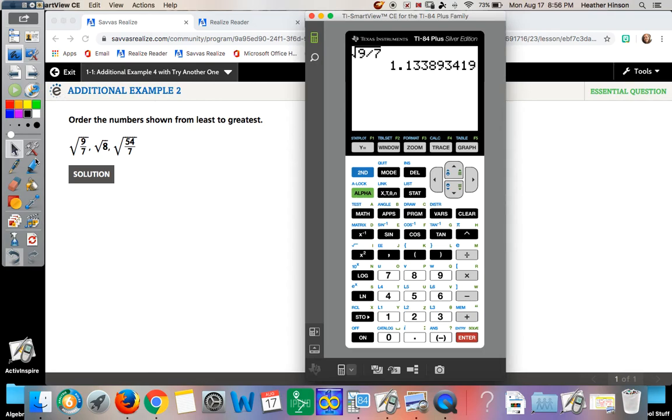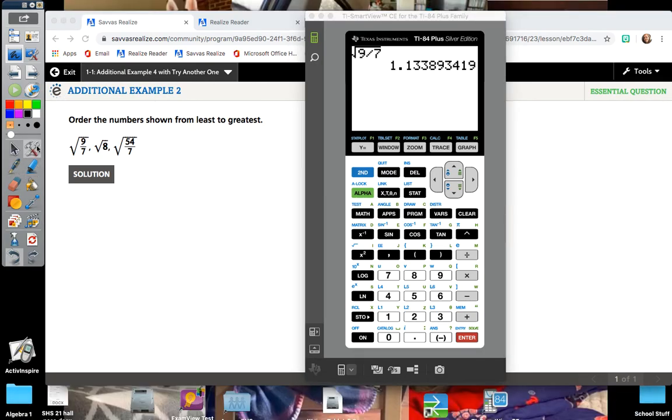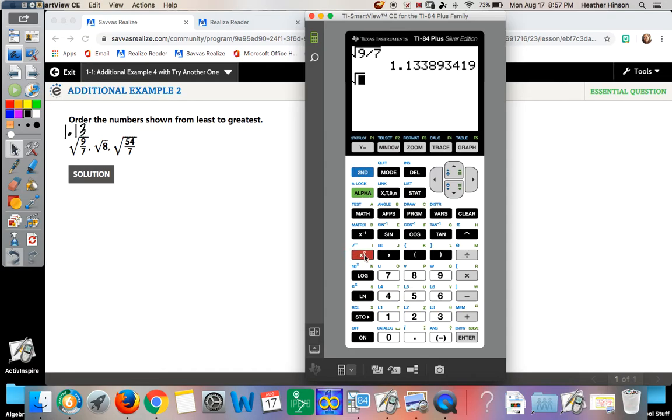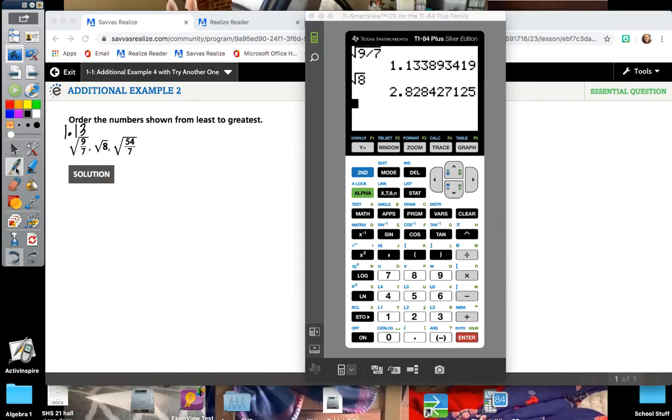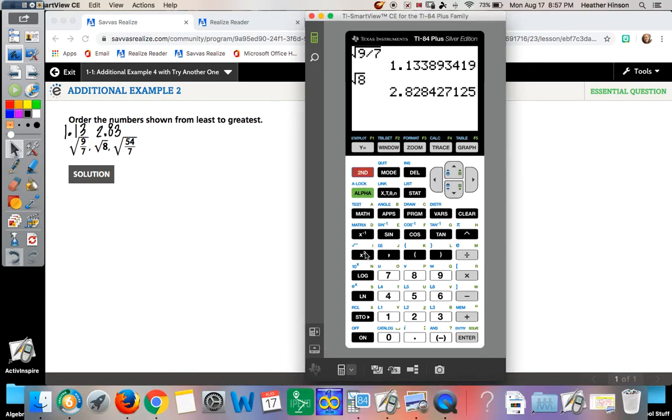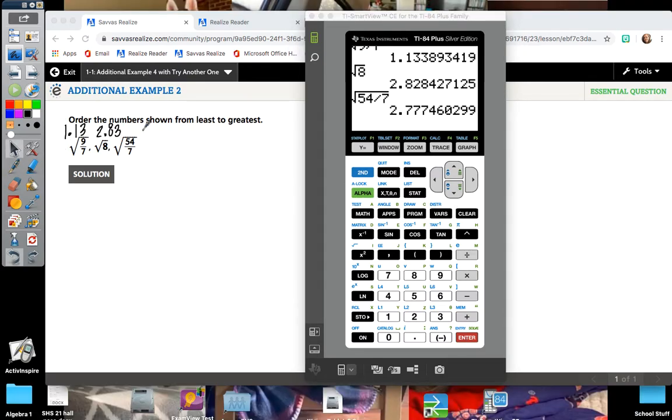So I'm going to round that off to 1.13. Then we have square root of 8. So second x squared to get your square root, and then 8, that's 2.83. And the last one, second x squared to get your square root, 54/7. 54 divided by 7. And that one gives us 2.78 if we round it correctly.